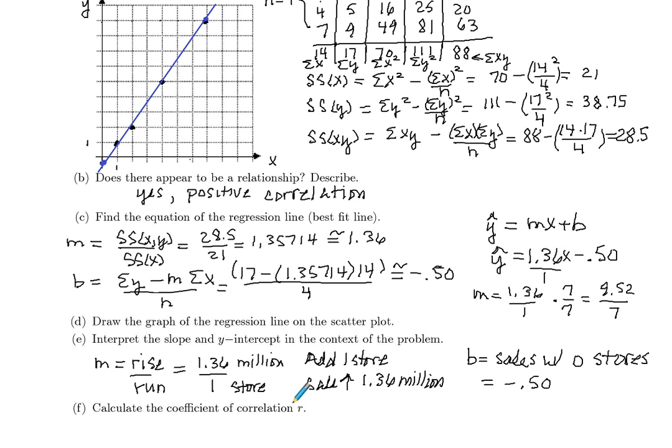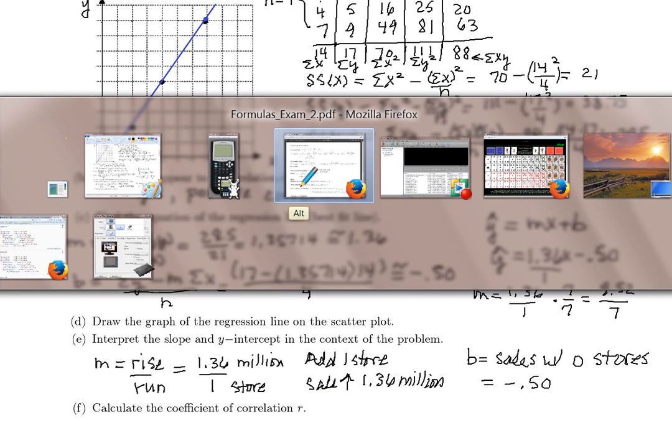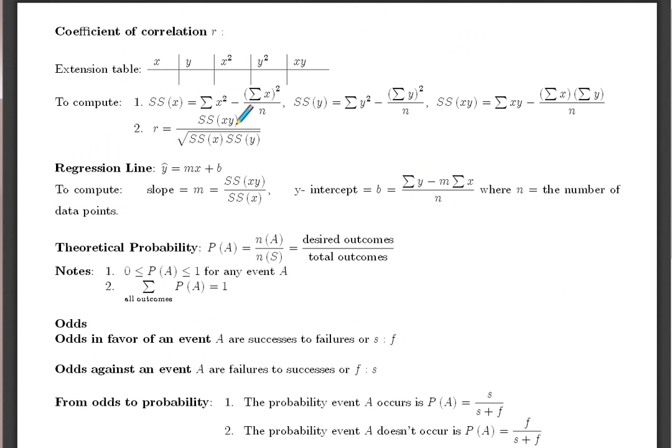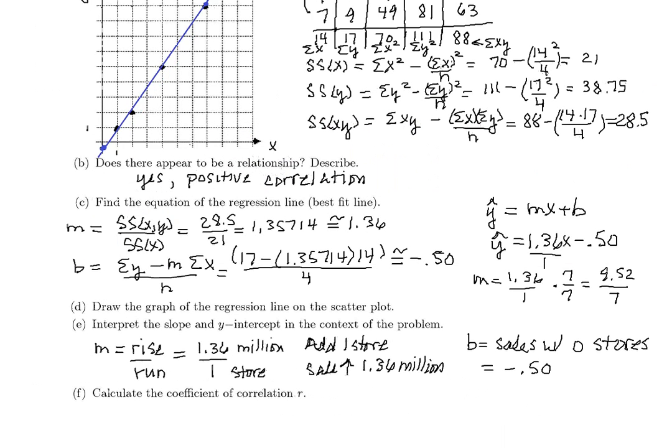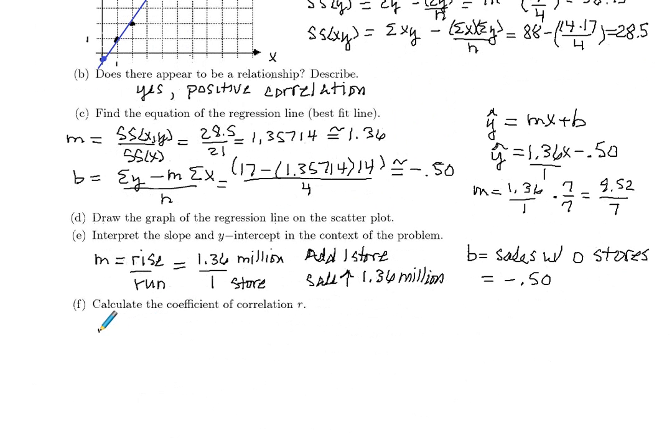And then the last thing we need to do is our coefficient of correlation. Remember, the coefficient of correlation is sum of squares xy on the top, over the square root of sum of squares x times sum of squares y on the bottom. So let's copy that over. So our R value is sum of squares xy on the top, divided by the square root of sum of squares x times sum of squares y. Go ahead and plug these numbers in.